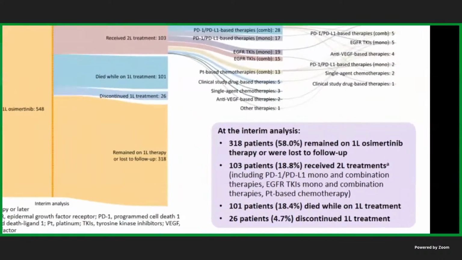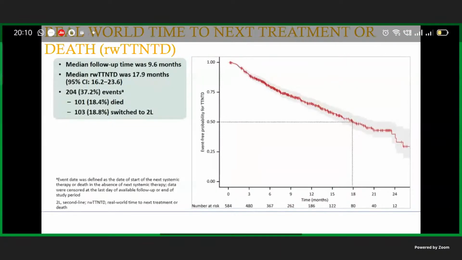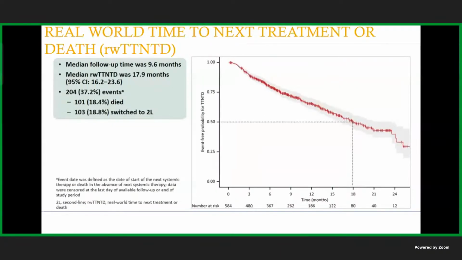And this was the treatment sequencing. 58% of patients remained on first line osimertinib therapy or were lost to follow up. 18% of patients received second line treatment, which included PD-L1 or PD-1 inhibitor, monotherapy or in combination, EGFR TKI, mono or combination therapy, and platinum-based chemotherapy. And 18.4% of patients died while on first line treatment, and 4.7% discontinued first line treatment. And you see the median follow-up time was 9.6 months, and real-world time to new treatment or death was 17.3 months.